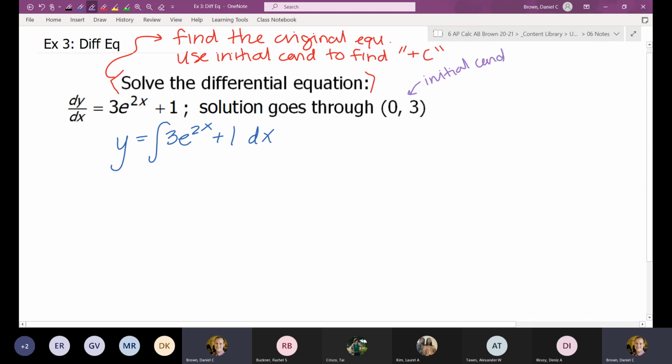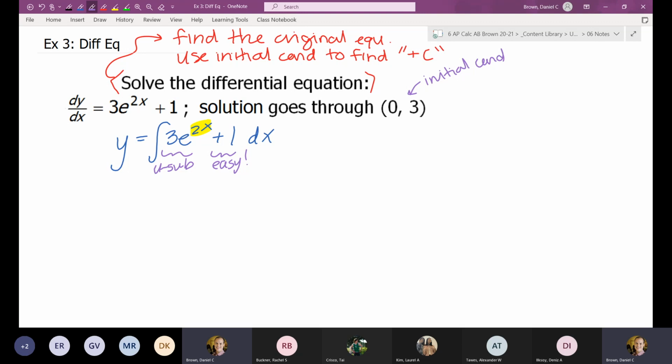I did choose this one just because I think there is one tricky part to integrating it. Not that it's a difficult integral, but there is a mistake I sometimes see when people are integrating it. This first term, 3e to the 2x, is going to require u substitution because of that 2x in the exponent. Whereas this second one, that plus 1, is an easy thing to integrate. You don't need to do u sub for it. So you do want to treat them separately.